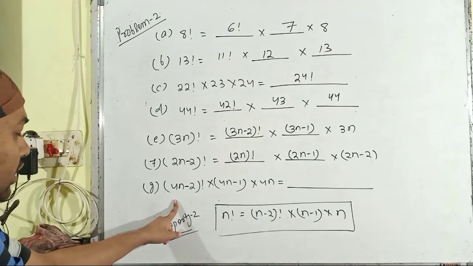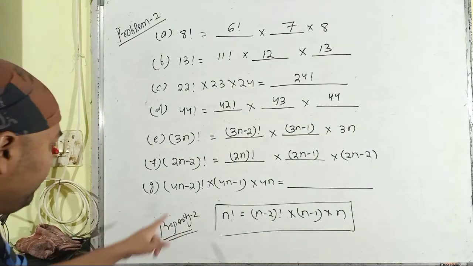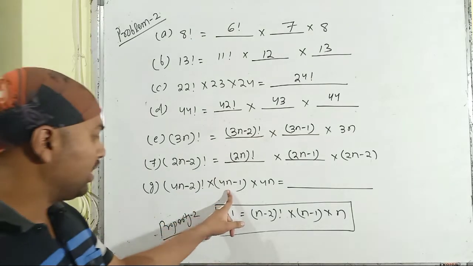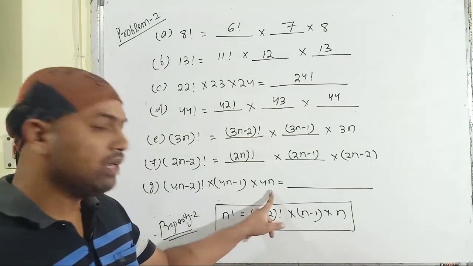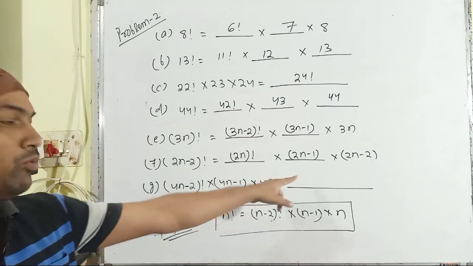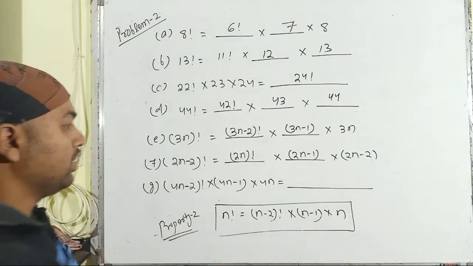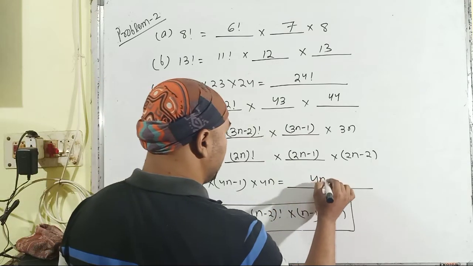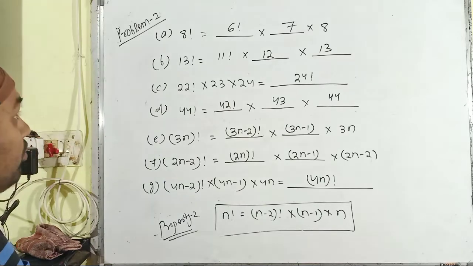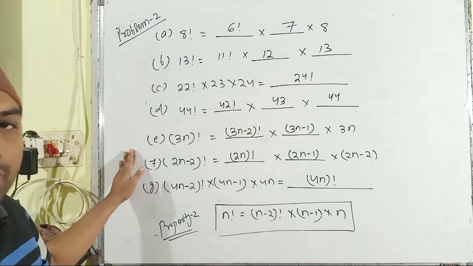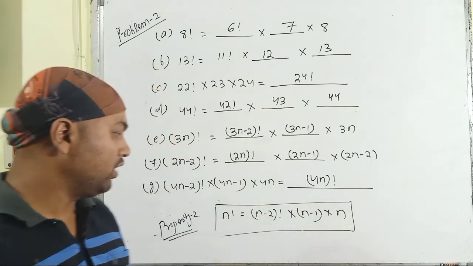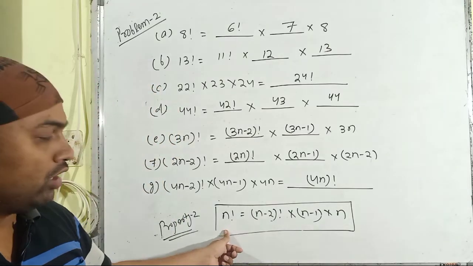Then at last, the last bit of problem number 2: factorial of 4n minus 2, then multiplied with 4n minus 1, multiplied with 4n. That means the total right hand side term is given here. Just we have to write down the left hand side part, and it will be factorial of 4n. So these are all of the solutions of all of the bits of problem number 2, which are totally based upon property number 2 of the factorial topic.